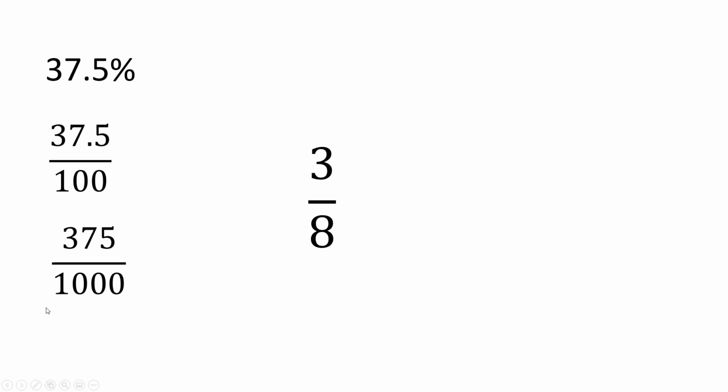This is the common fraction, 375 over 1,000. But that would never be our answer. We always want to reduce to lowest terms. So 375 over 1,000 reduced is 3/8.